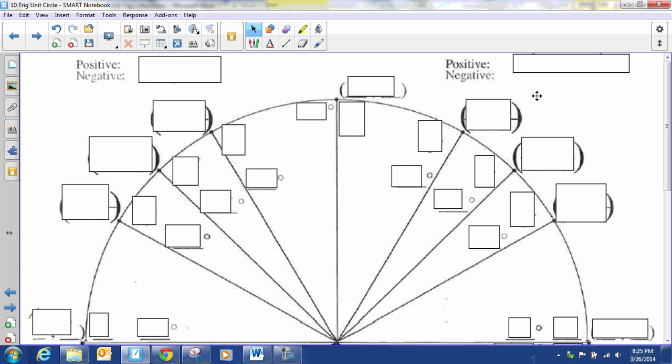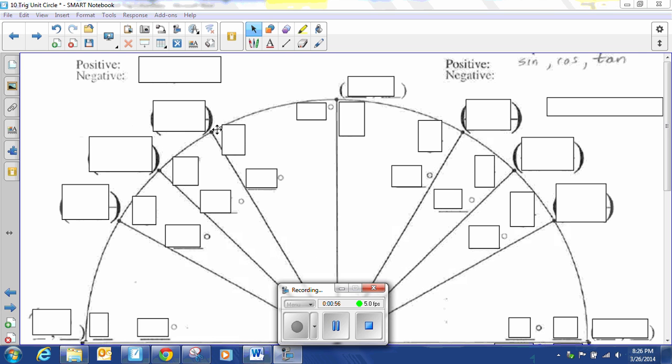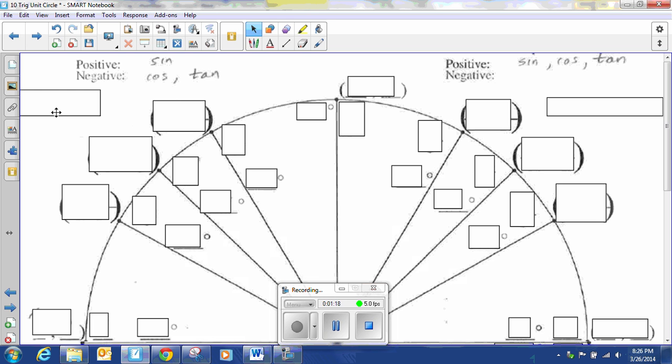Let's go ahead and start with the quadrants. So in quadrant 1, if you remember, all students take calculus. All the trig functions are positive here. In quadrant 2, and when I say sine, cosine, and tangent are positive, I also mean the inverses, cosecant, secant, and cotangent. In quadrant 2, since it's all students take calculus, the trig function that starts with the letter S is the positive one. That's sine. So the other ones are negative.